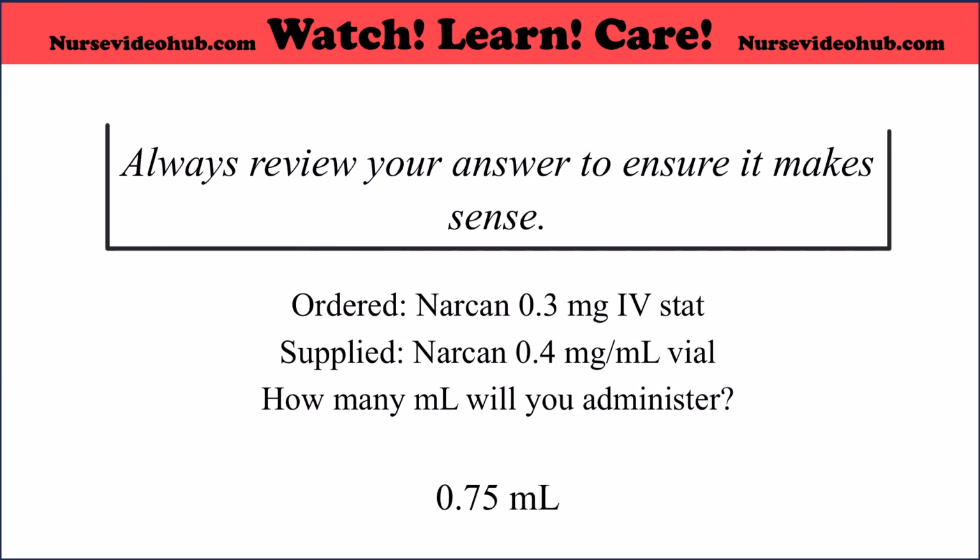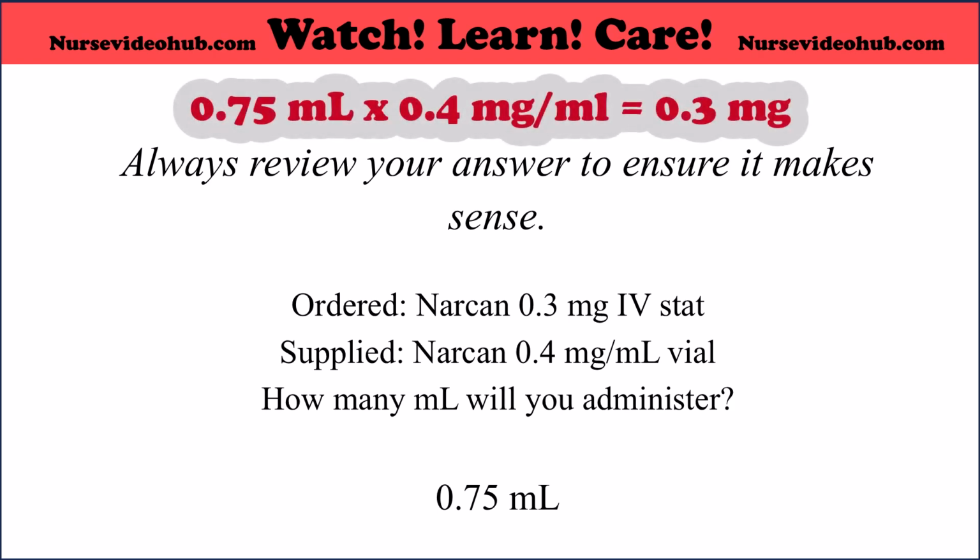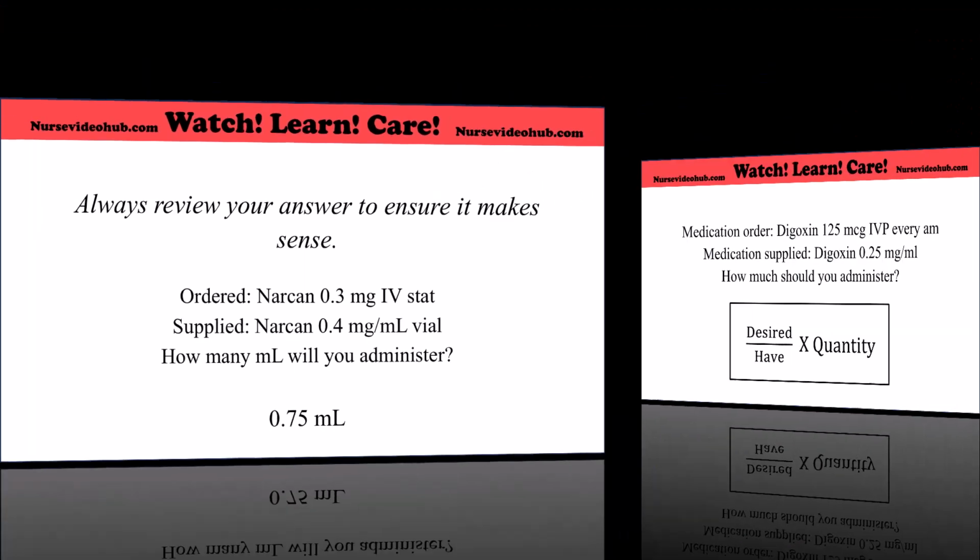Always review your answer to make sure it makes sense. The reverse method is to multiply 0.75 milliliters, the amount to be administered, by 0.4 milligrams per milliliter, the concentration available, which equals 0.3 milligrams, the prescribed dosage.